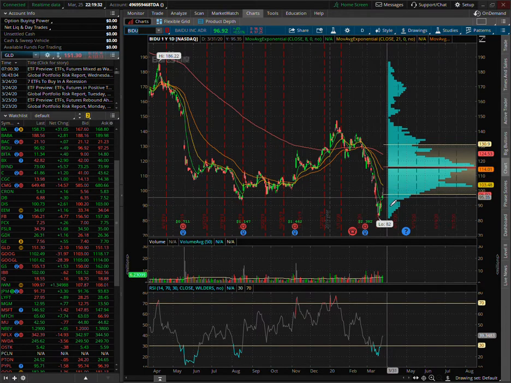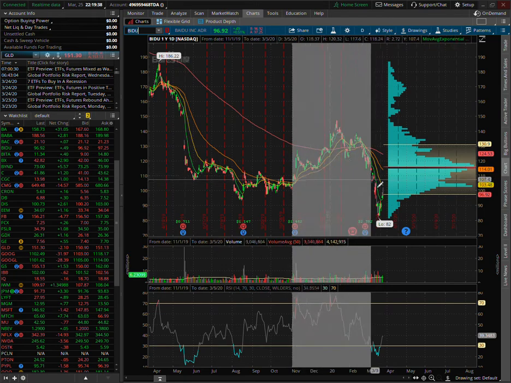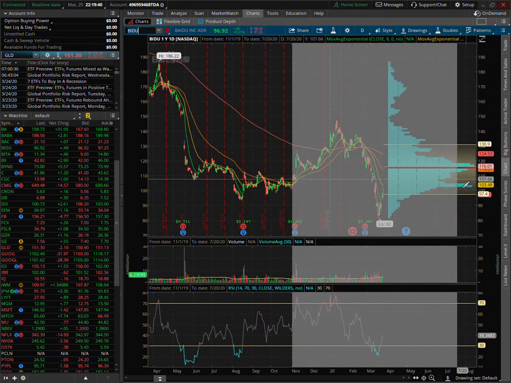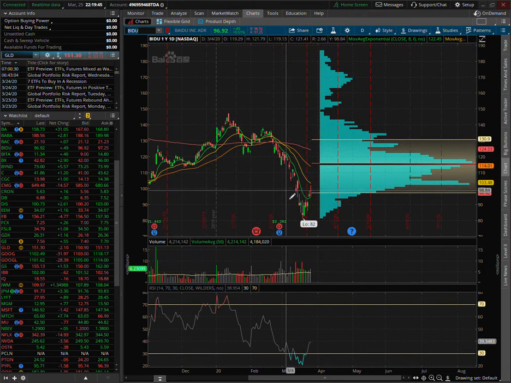Now, it's possible that the market could keep going lower, and this Baidu could too, but this was actually one of the reasons why I liked this Baidu long that I mentioned this week in the chat as well. So yeah, that's volume profile, a few different ways to look at it.